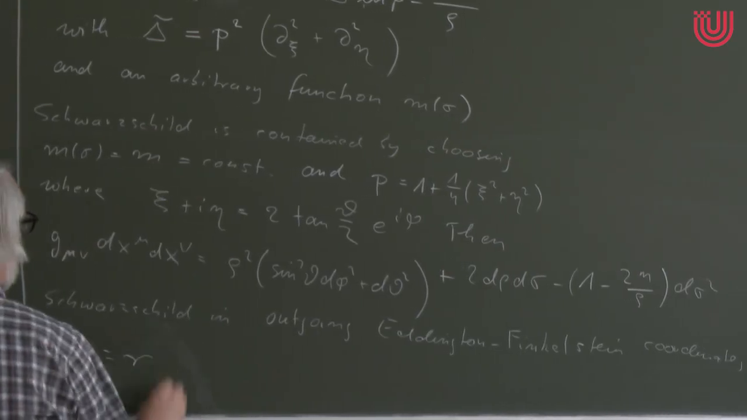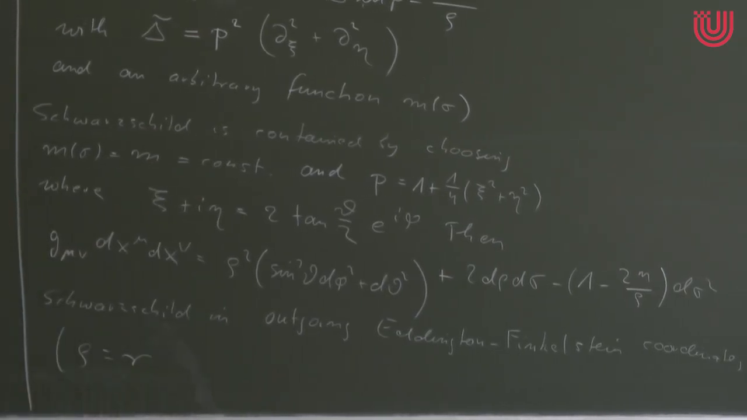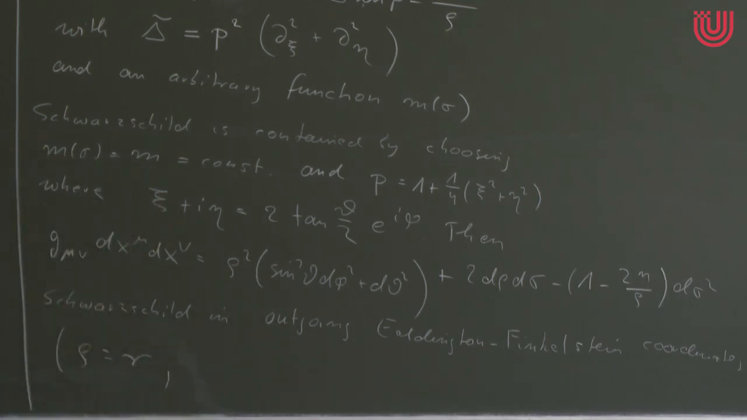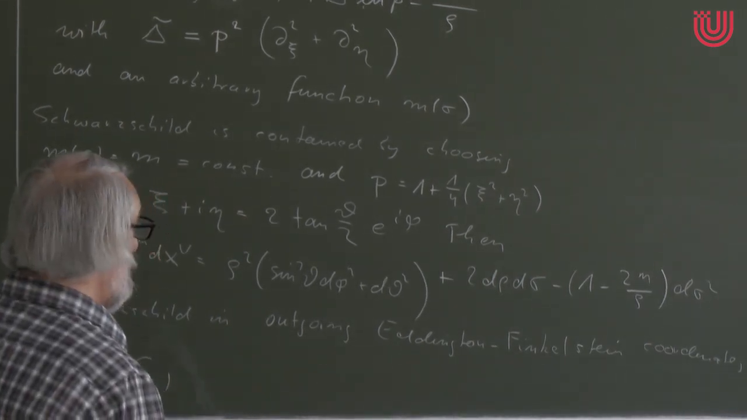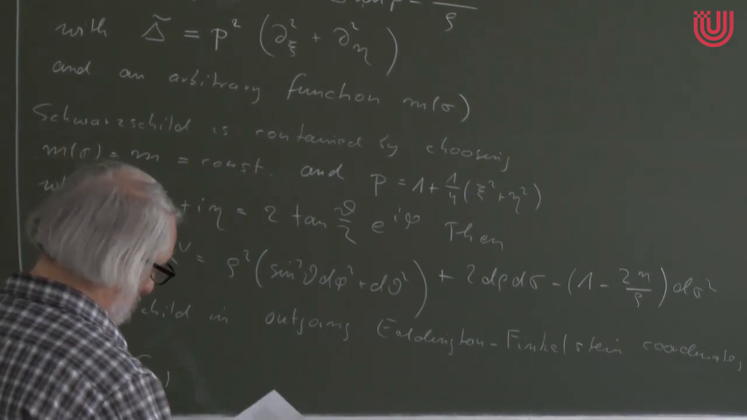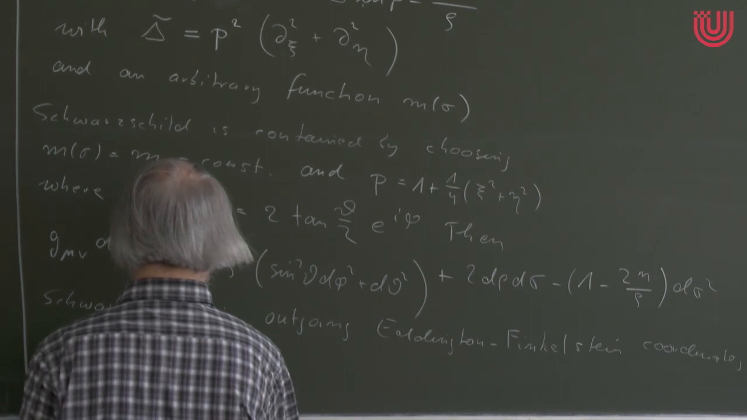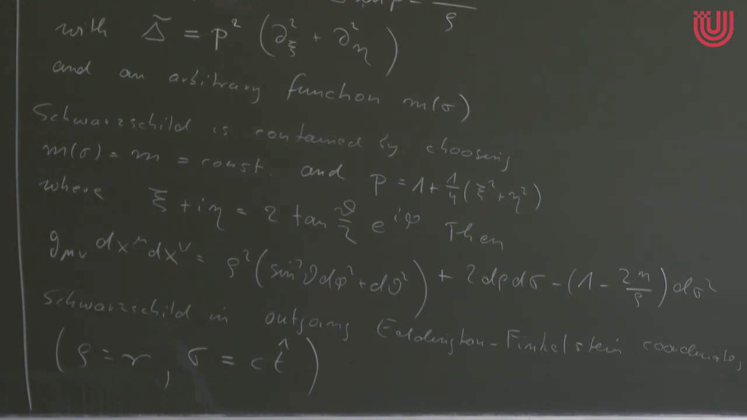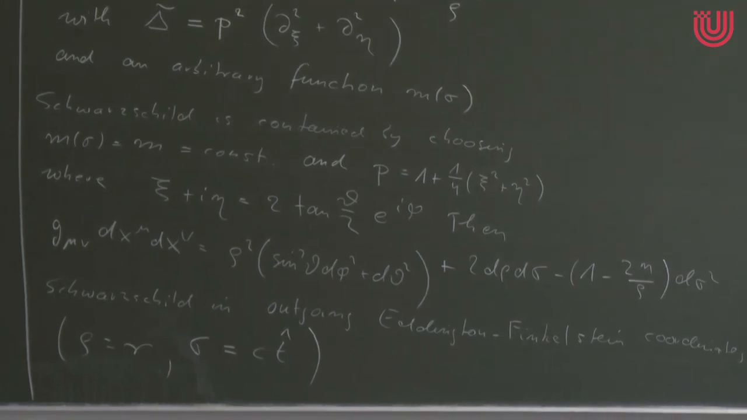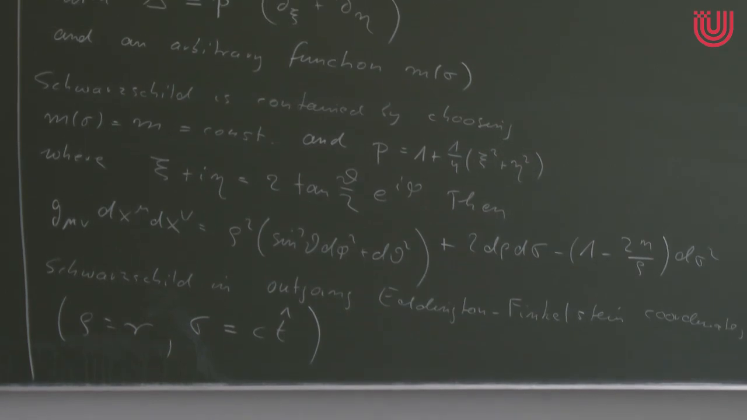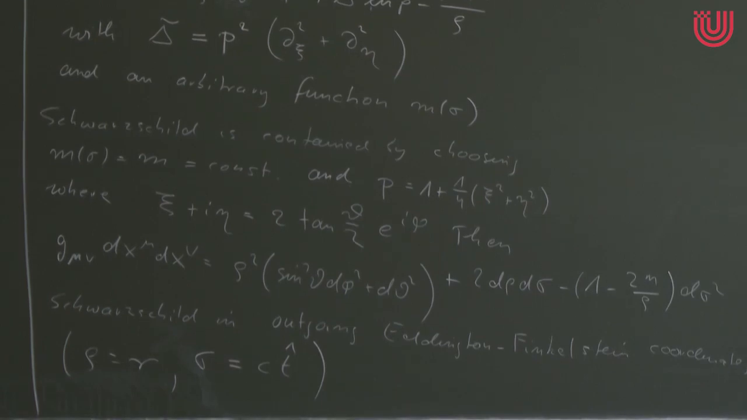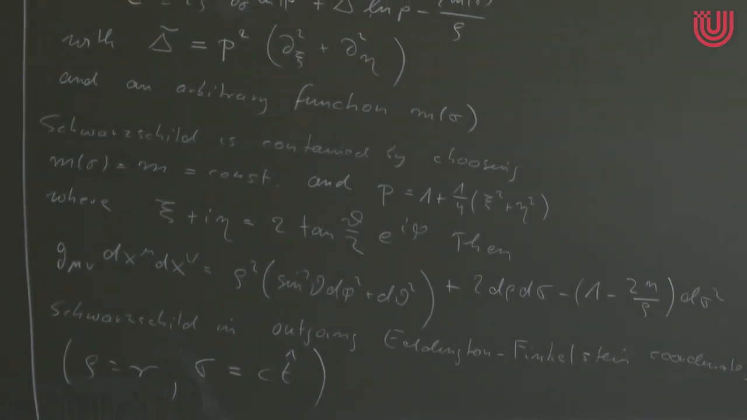Where rho is what one usually calls r, and sigma is this Eddington-Finkelstein time coordinate. I think I usually denote it t hat. In my lecture notes of the GR course, this coordinate, which is now sigma, is c times t hat in the notation I had used for the Eddington-Finkelstein coordinates. So, okay, Schwarzschild we knew before. This is not a great achievement, that we have rediscovered the Schwarzschild solution.